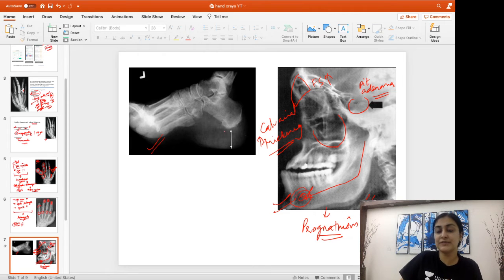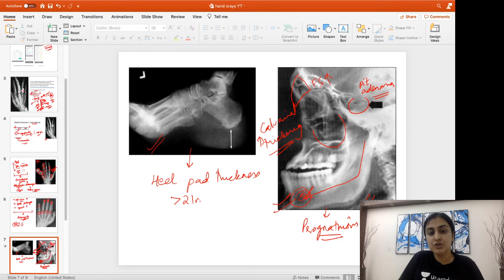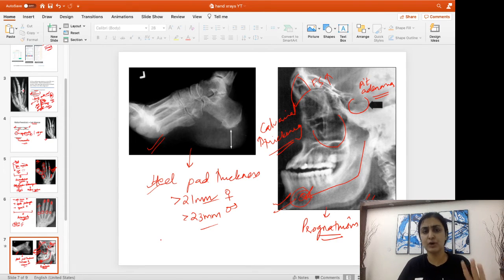And the hallmark, nowhere else will you be given this X-ray, guys. Whenever you are given this X-ray with the heel thickness increased, remember it's almost pathognomonic for acromegaly. So what do I see here? I see that the heel pad thickness is increased from normal. The soft tissue of the heel is so much more thickened. If I have to give it a number, it should be more than 21 mm in females and more than 23 mm in males. This is the normal thickness; if it increases, we call it a thickened heel pad, just to make it more reproducible. These measurements are not important, but the increased heel pad thickness, start thinking of acromegaly. It won't be seen in anything else.